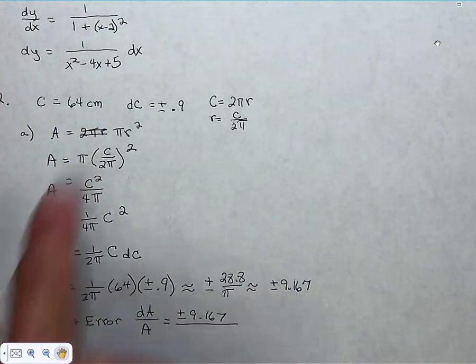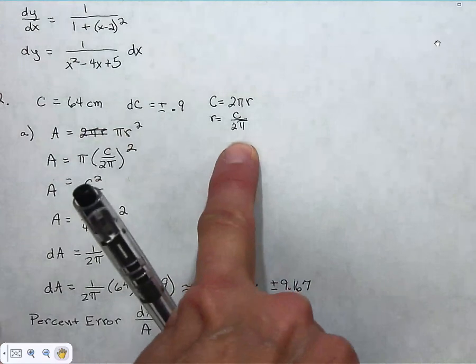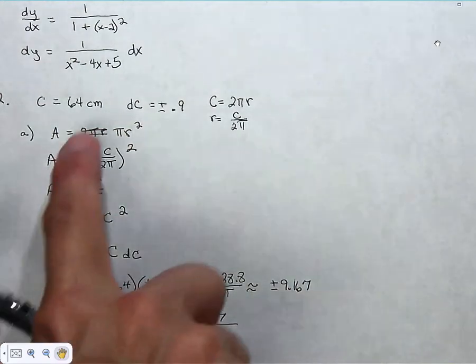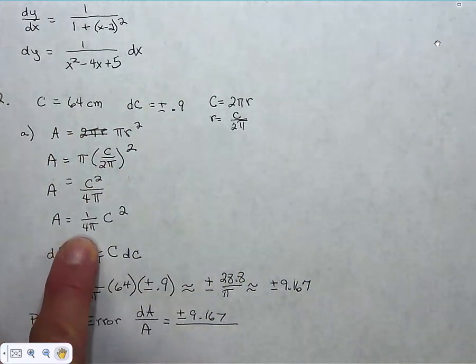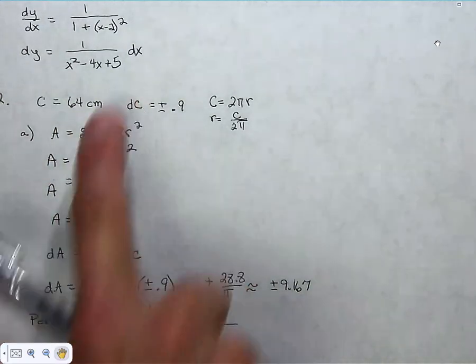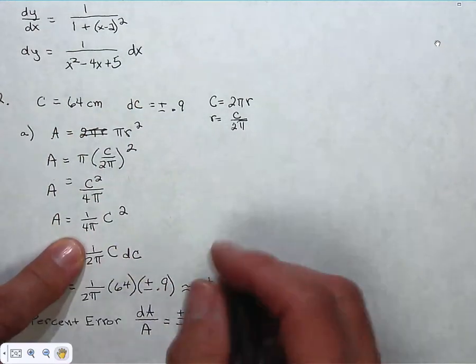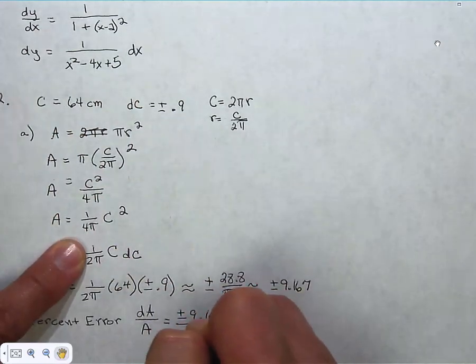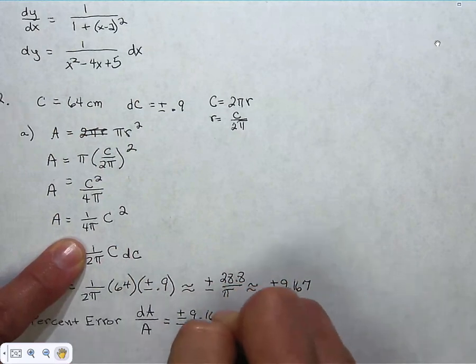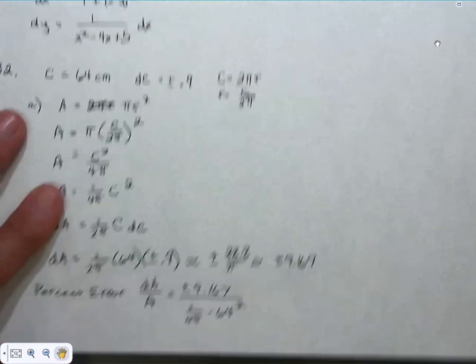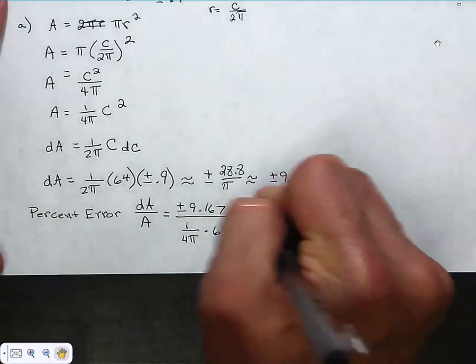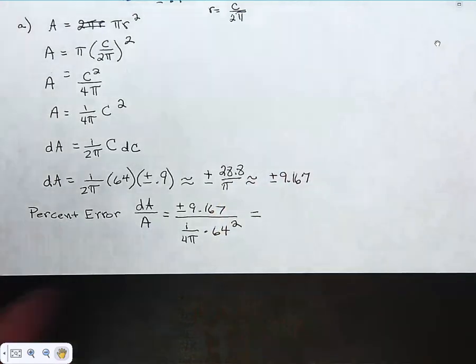You can plug it into the radius formula. Use the radius and plug that into the area. You could either do that, or you could plug the 64 straight into this area formula. Either one of those two things is fine. If we put the 64 straight into this area formula, we have 1 over 4 pi times 64 squared. And whatever that is, I'm going to give you some decimal. If you change that to a percent, you have calculated the percent error.